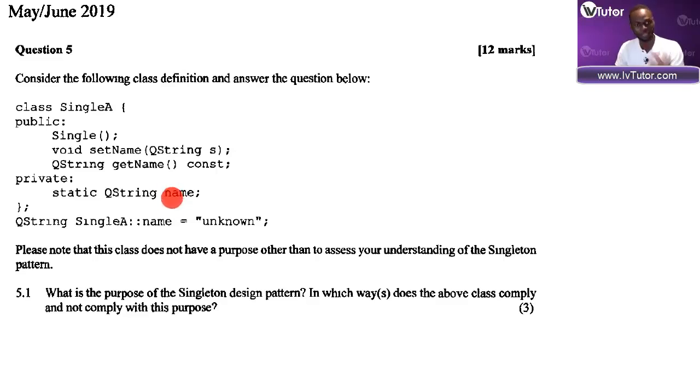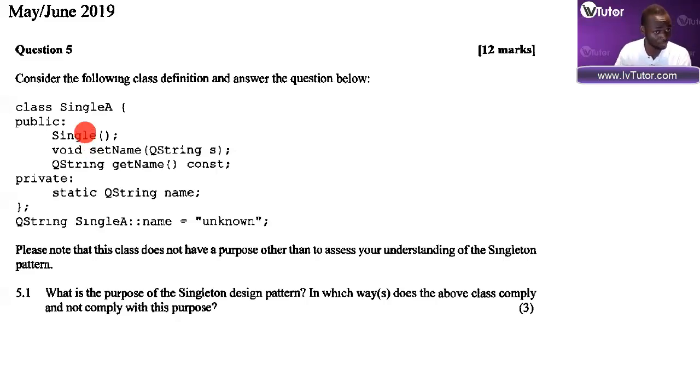Anyway, the question then says, what is the purpose of the Singleton design pattern? In which ways does the above class comply and not comply with this purpose? So the purpose of the Singleton design pattern is to restrict the number of instances of a class, or to ensure that there's only one instance for a class across the board, right? That's one way you can put it, or to restrict the number of instances for a class that can be created, whichever way you want to go with. Anyway, so does this comply or not comply? No, it doesn't comply.